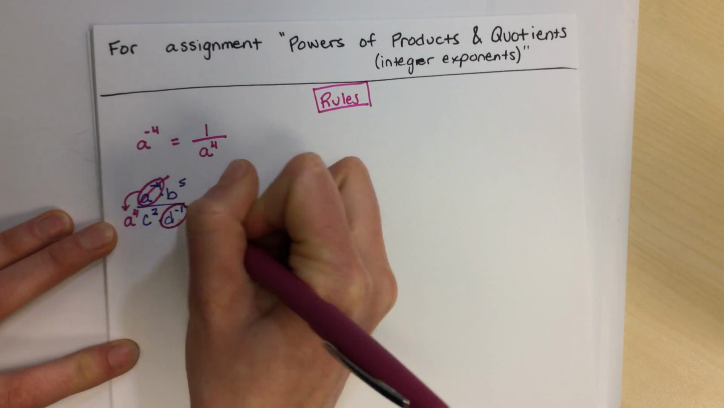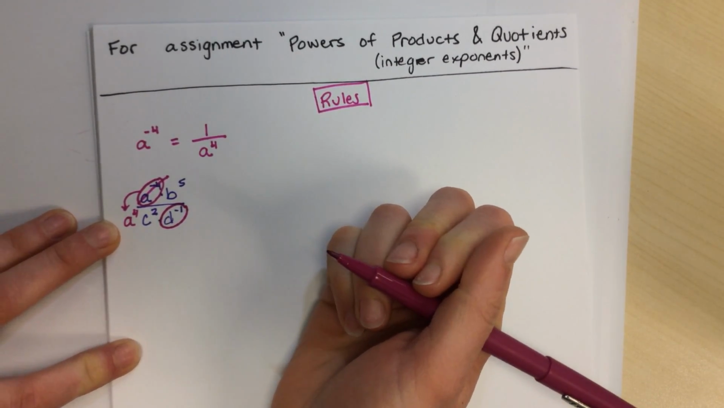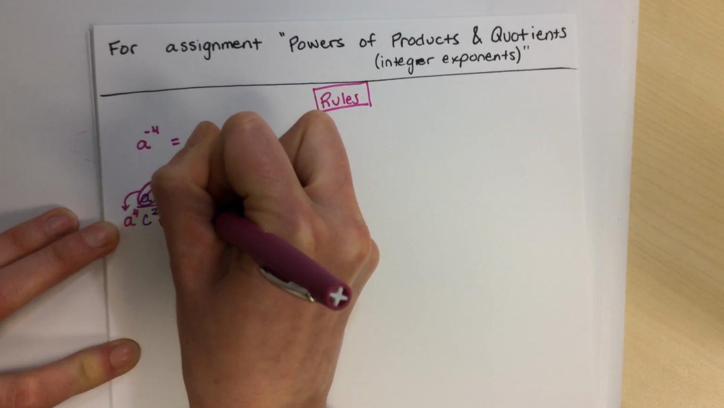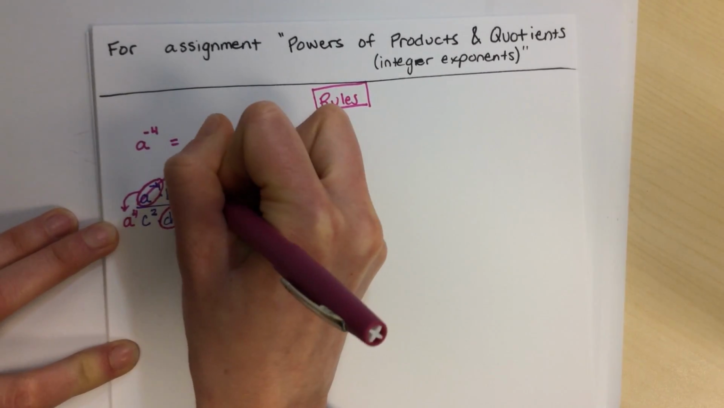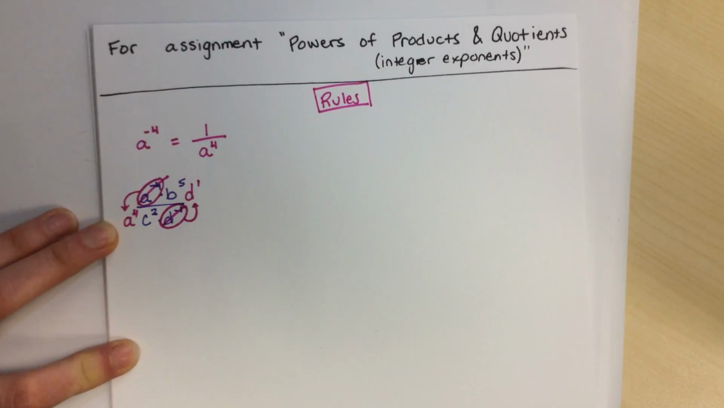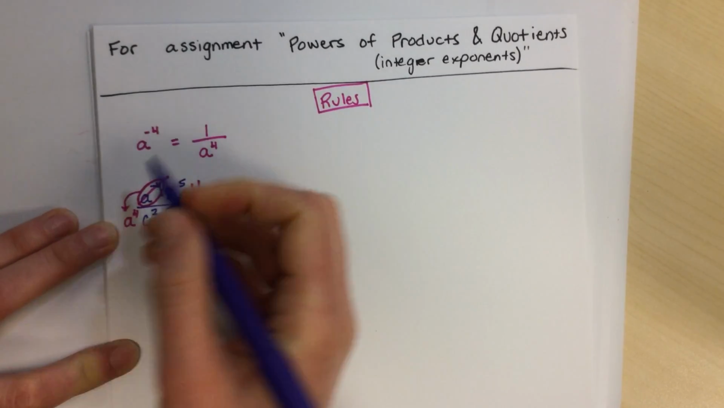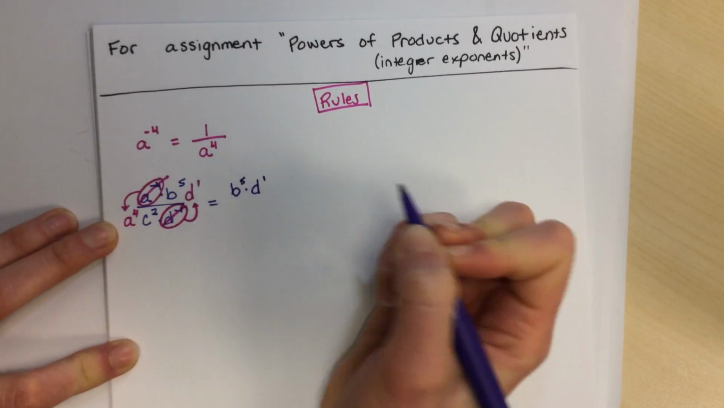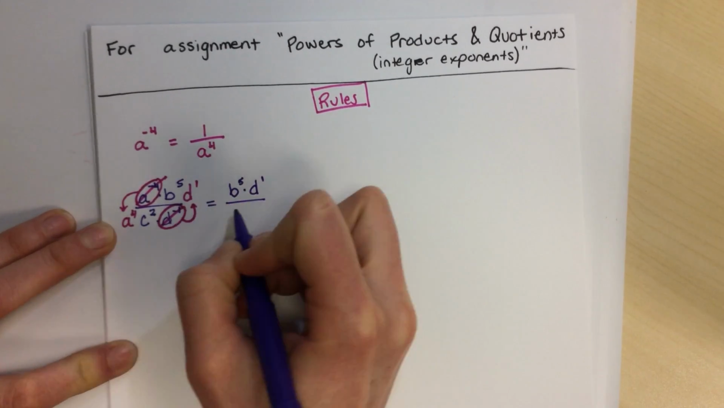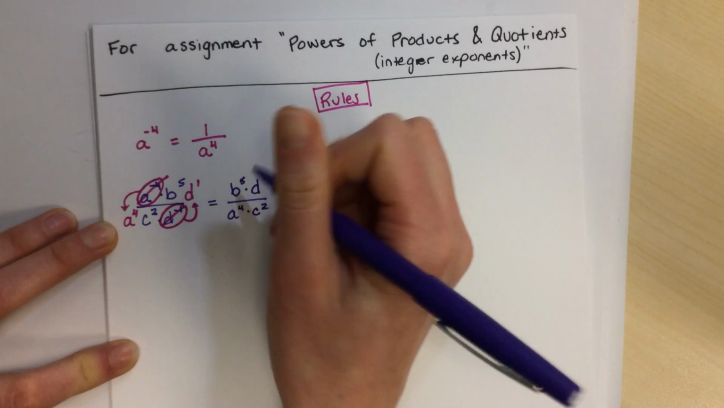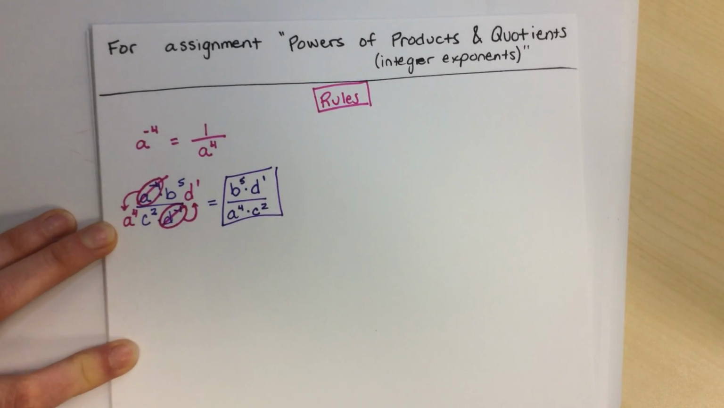So it doesn't matter whether it's going to the top or the bottom. The main thing is that it needs to switch sides. So this guy is going to go to the top, and it's going to be d to the positive 1. And this guy will go away. So our answer, what's left on the top, is b to the 5th times d to the 1. What's left on the bottom, a to the 4th times c squared. Awesome. Okay, we're going to do one more, just make sure we get it.